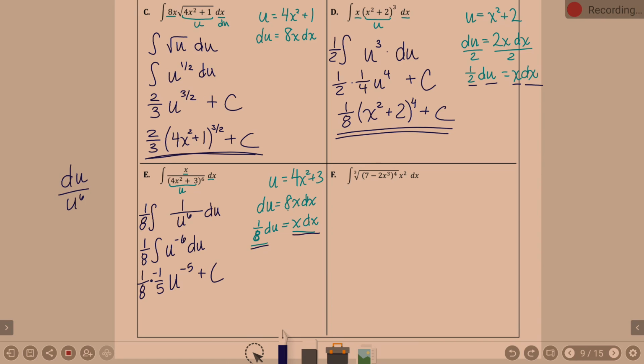I'll let you guys look up when you're ready. Negative 1/5. 1/5, isn't it? Yep. 1/7? Yep, it's negative 1/5 because you add 1 to the power. What's negative 6 plus 1? Oh yeah. Shoot.